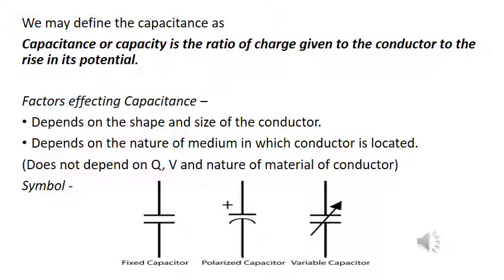And third symbol is for variable capacitor. It is just opposite to the fixed capacitor. In variable capacitor, we can change the capacity of the capacitor. So it is called variable capacitor.